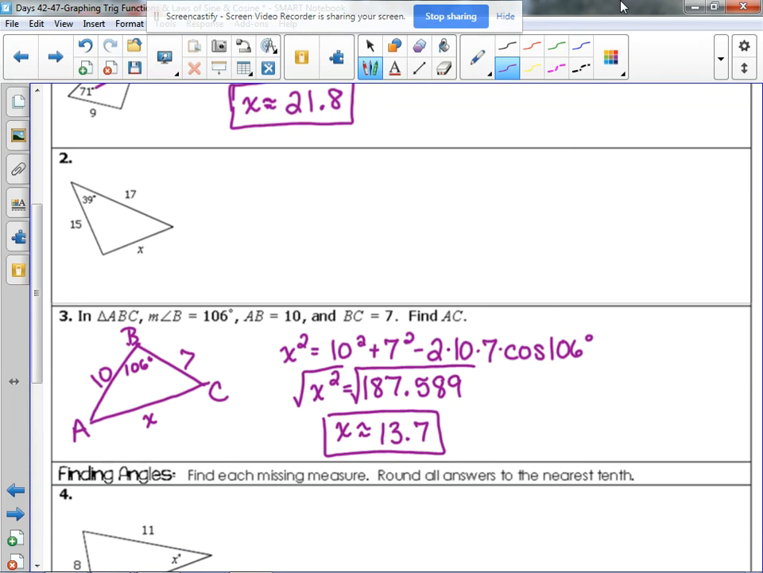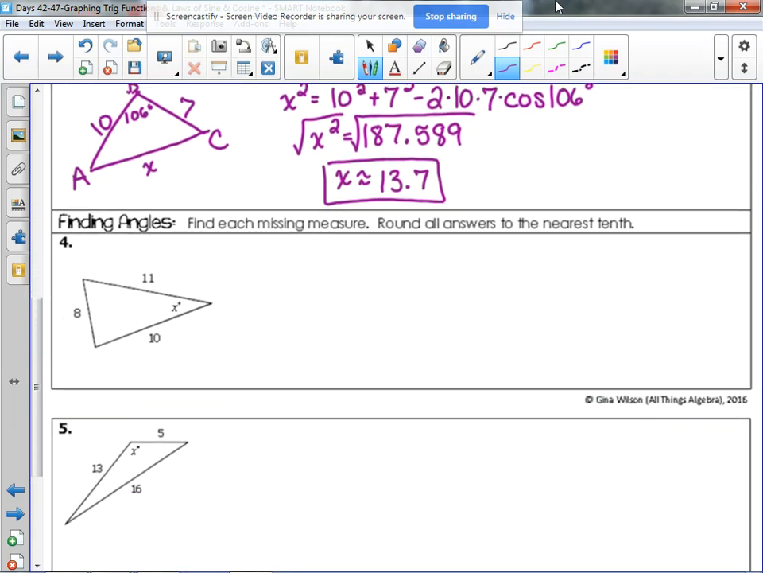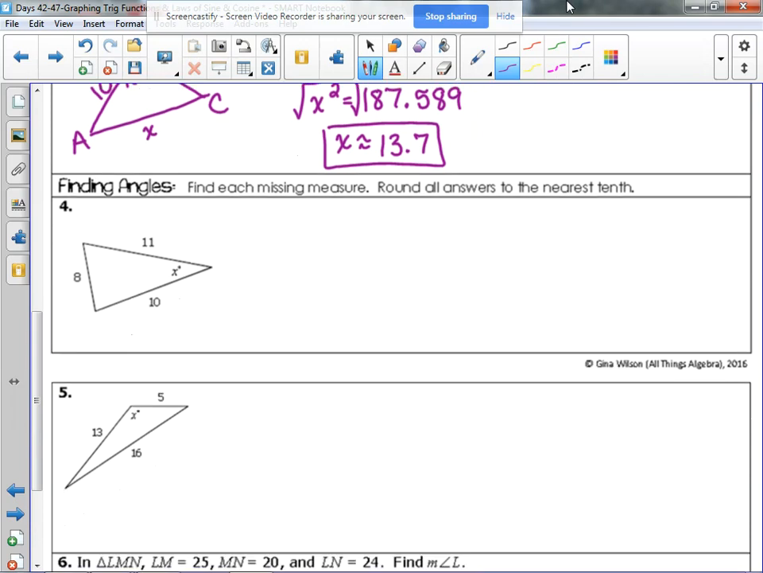Okay, so the law of cosines formula is a little complicated, but in terms of solving, pretty simple. All right, let's look at finding an angle. So look at number 4. Find each missing measure, round all answers to the nearest tenth. Okay, so on number 4, we have all three sides, and they're asking us for this angle right here. So the side that is across from it needs to be the side that is by itself.